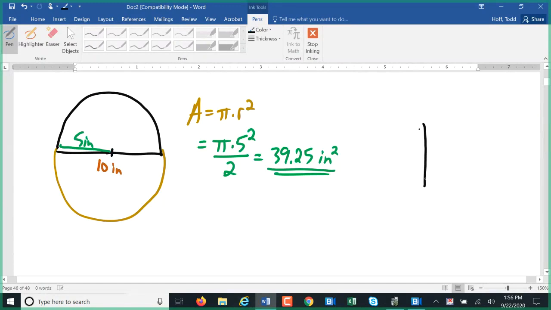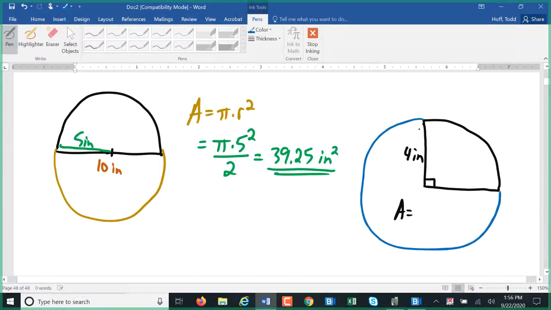Or we could have a quarter circle. That box tells us that's a right angle, which tells us that's 1/4 of a circle. If I know that this here is 4 inches, the area, if that were a full circle, would be pi times 4 squared, because 4 would be the radius, but it's not a full circle, it's a quarter of a circle. So we divide by 4. That gives me 12.56 inches squared.